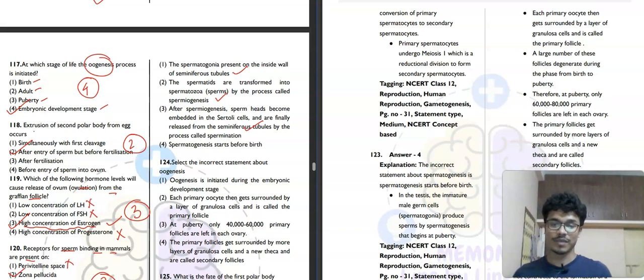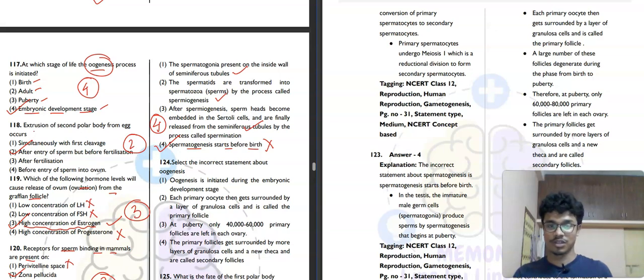Spermatogenesis starts before birth, no. Only oogenesis starts before birth, during embryonic development. The oogenesis process is initiated during the embryonic development stage, but spermatogenesis starts during the adult stage. So this is the incorrect statement. That's why the fourth option will be our correct answer for this question.